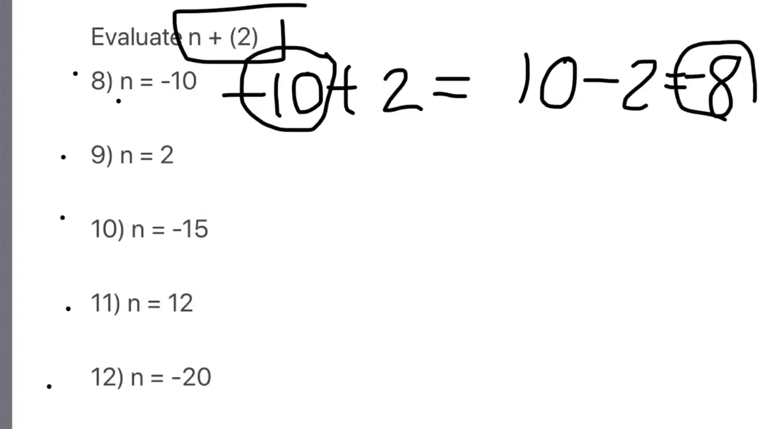You can also think about money. You owe $10 and you have 2. You don't have enough to pay off everything you owe, but you can pay off part of it. So you give the $2 and you still owe 8 more. If you still owe money, your answer has to be negative. Pause the video and try number 9.